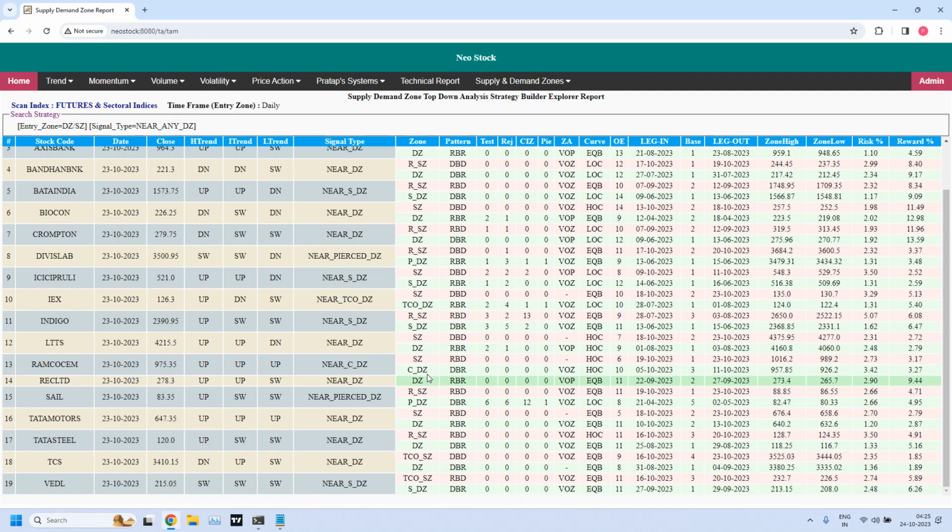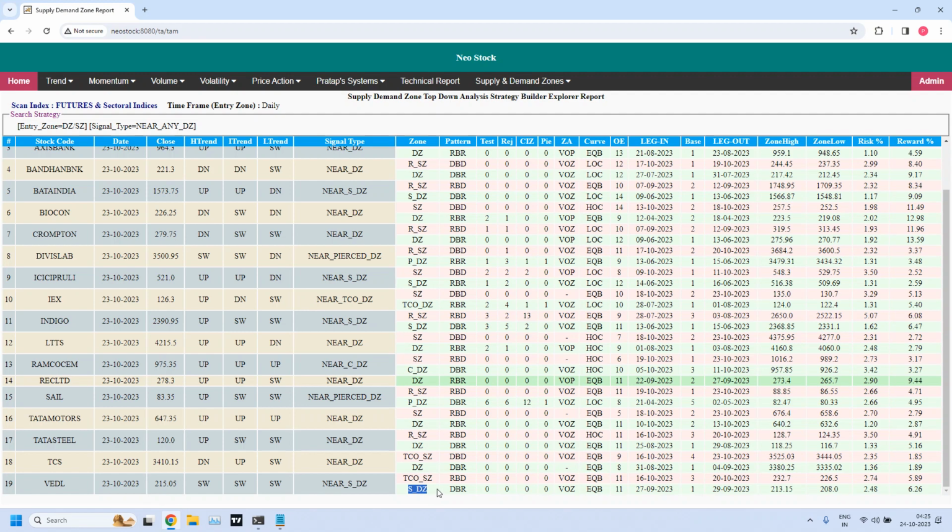But this is also one fresh zone. The only problem is high on the curve, and the positive thing is all the 3 trends are up. Monthly, weekly, daily, uptrend. Vedanta is also a fresh zone, but completely it is in a sideways market. In sideways, you have to look into the chart to understand how prices are moving.